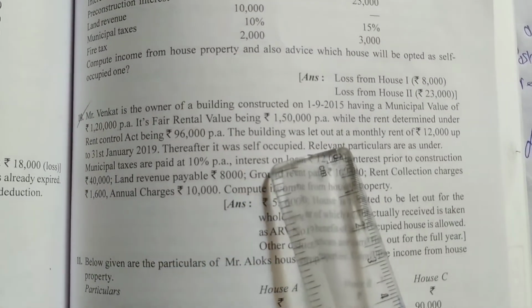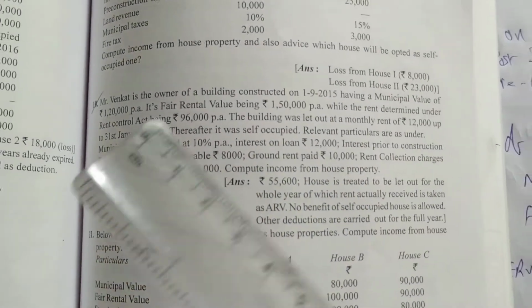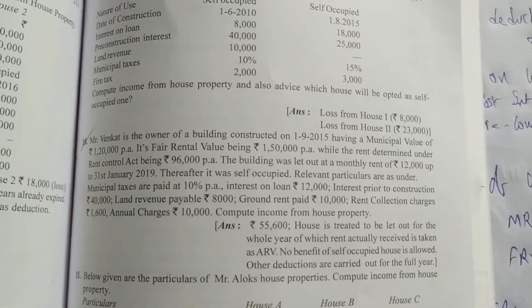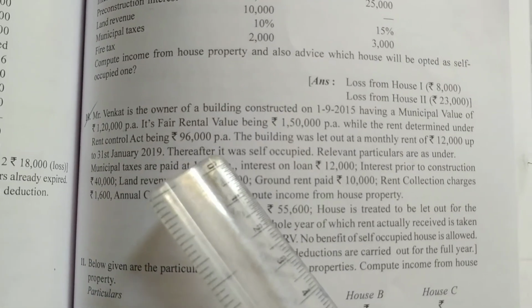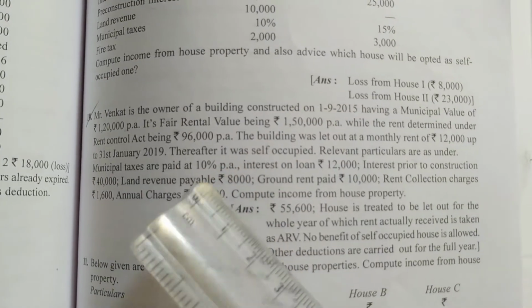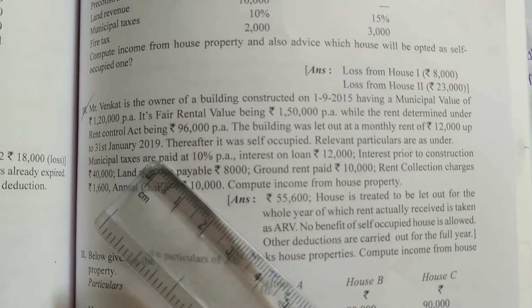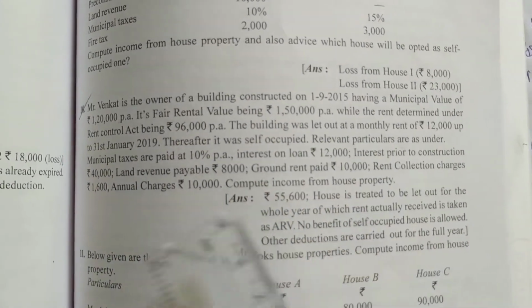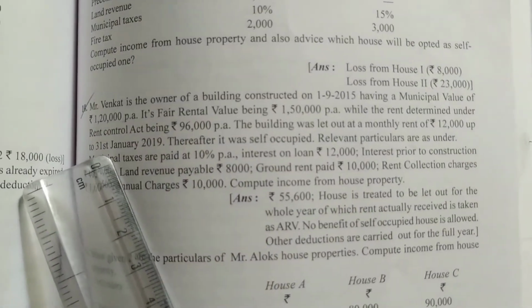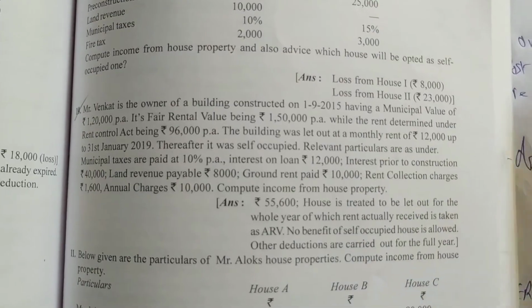The building was let out on a monthly rent of 12,000 up to 31st January 2019. So the building is given on rent for the year but not up to the 31st March. Okay, till when is it given? Till 31st January. Thereafter it was self-occupied. Relevant particulars are given. So after January means what? February, March, 2 months he is staying in the building.